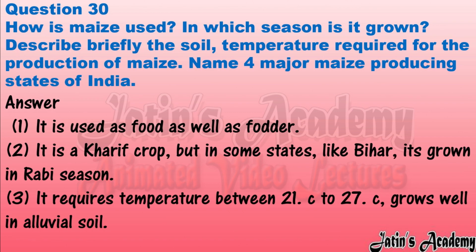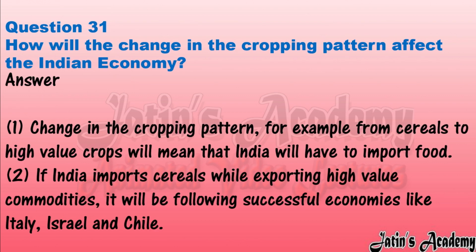Question 30. How is maize used? In which season is it grown? Describe briefly the soil and temperature required for the production of maize. Name 4 major maize producing states of India. Answer: 1. It is used as food as well as fodder. 2. It is a kharif crop, but in some states, like Bihar, it is grown in the rabi season. 3. It requires a temperature between 21°C to 27°C. It grows well in alluvial soil. Question 31.